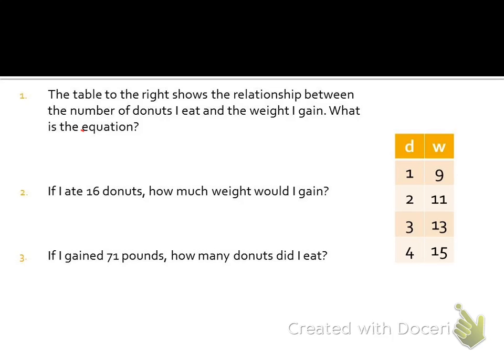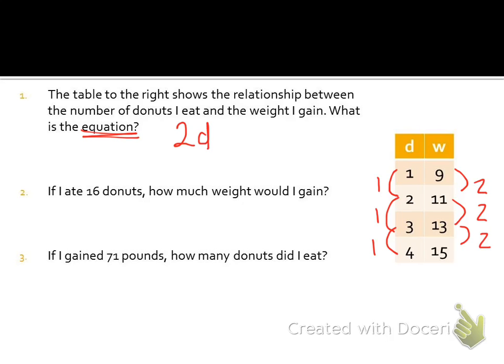What is the equation? Well, if I look, I ate one more donut, and it went up 2. I ate one more donut, it went up 2. I ate one more donut, it went up 2. So for every one donut I eat, I go up 2 pounds. So 2 for every donut. That's the first part of my equation.